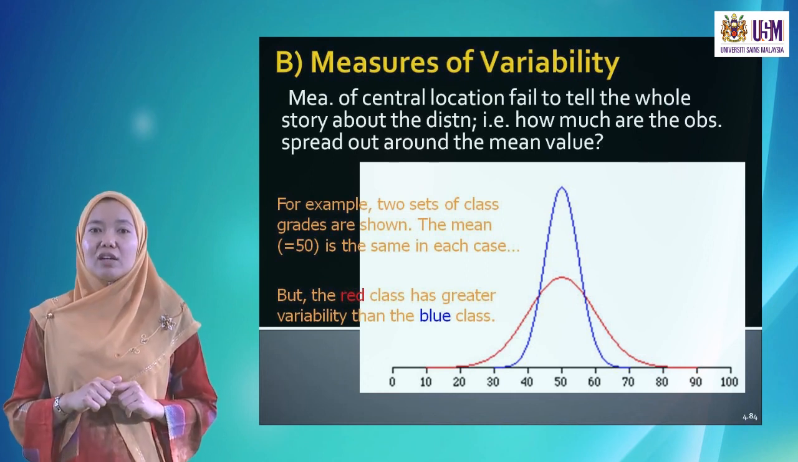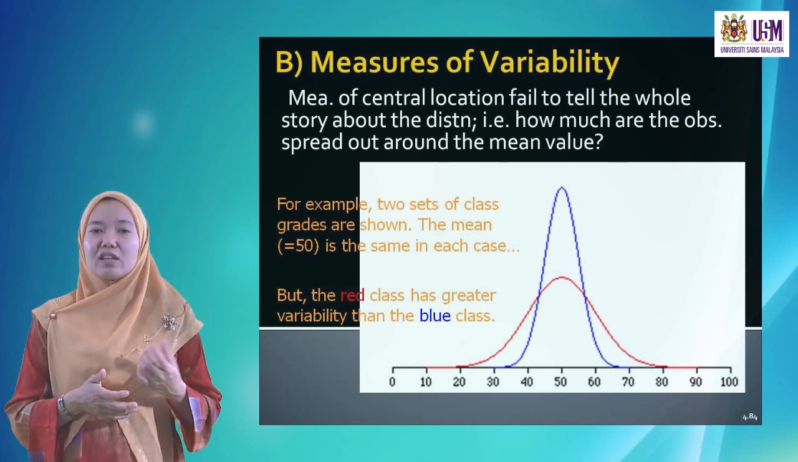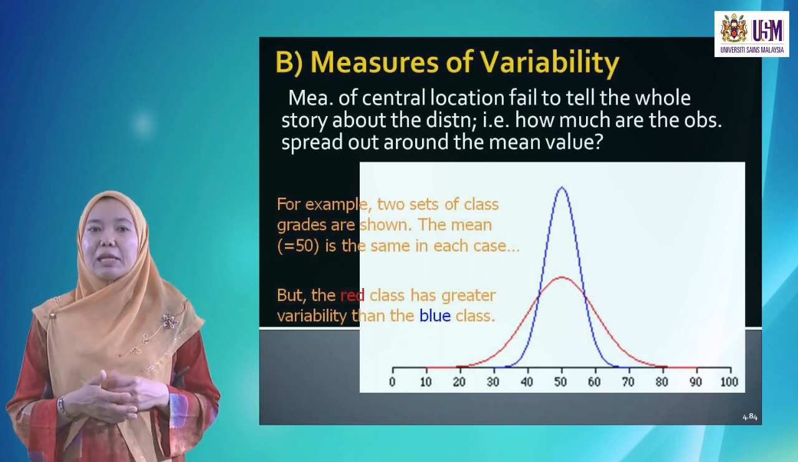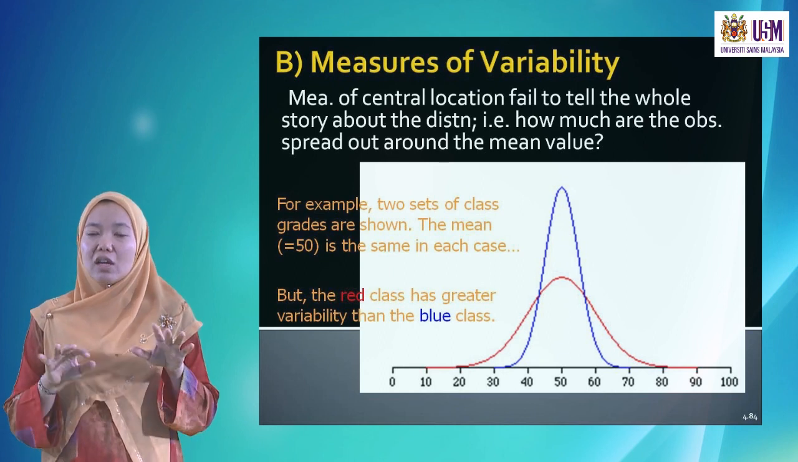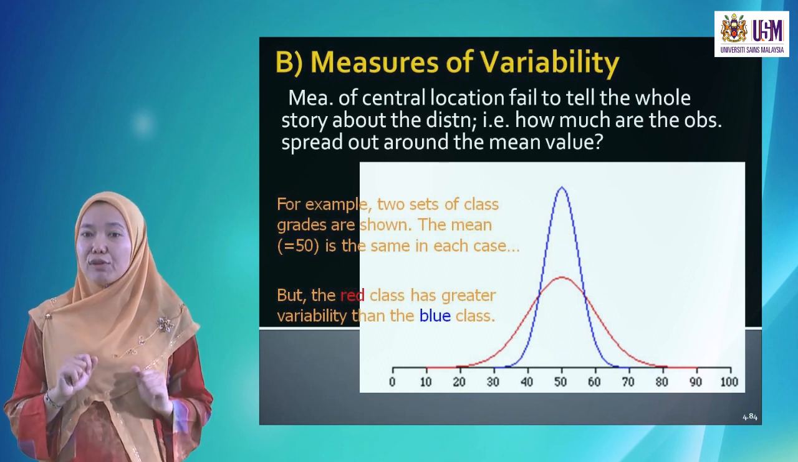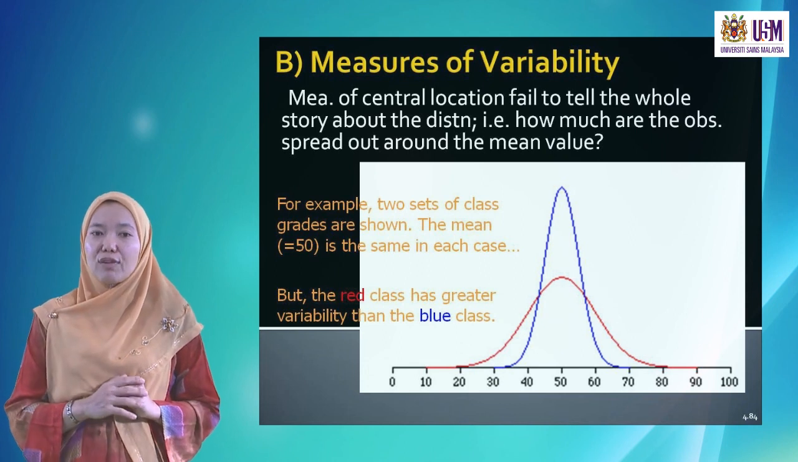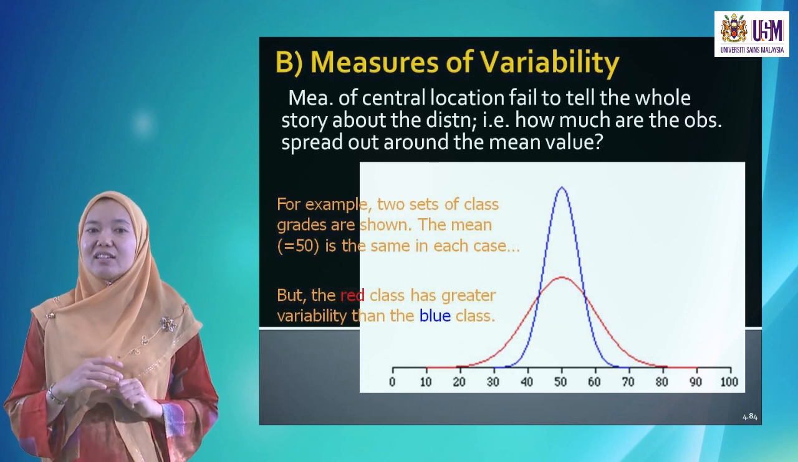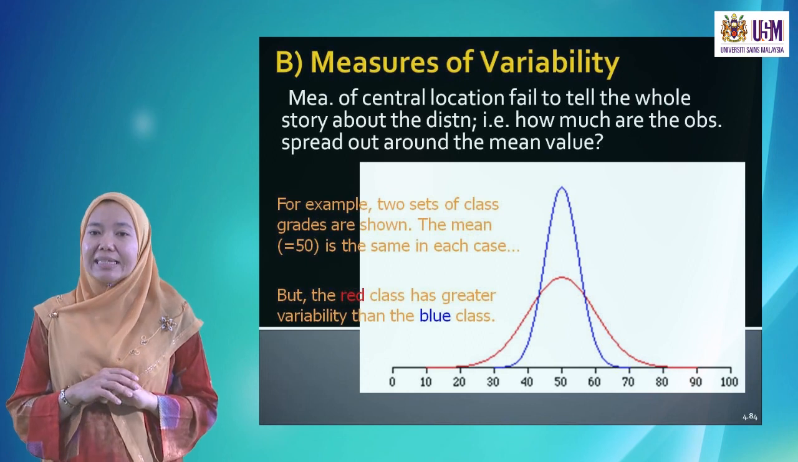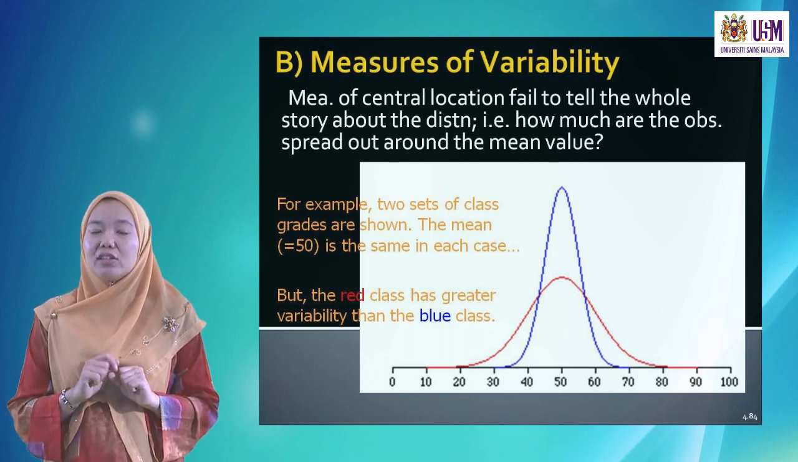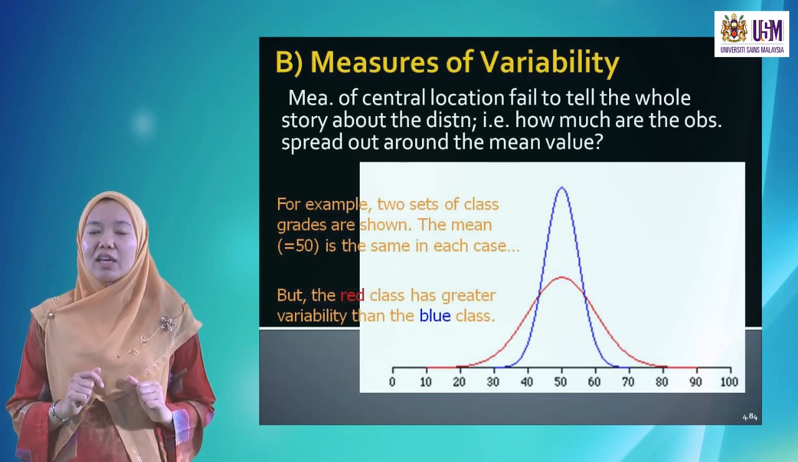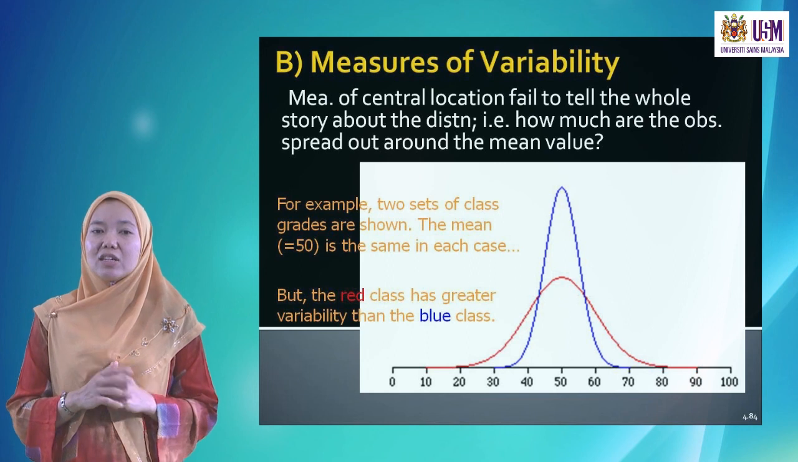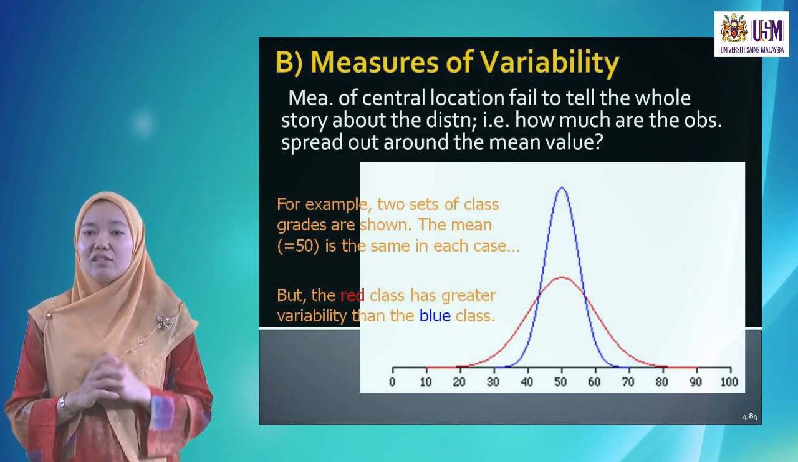So in this case just now, we have two sets of class grades, the business statistics class and the mathematical statistics class. The mean is the same in each case: both have the same mean of 50, so you see the middle point is 50. But the red class has greater variability or greater dispersion compared to the blue class. The blue class is narrower in the shape of the histogram, so it has less variability or less dispersion than the red class.